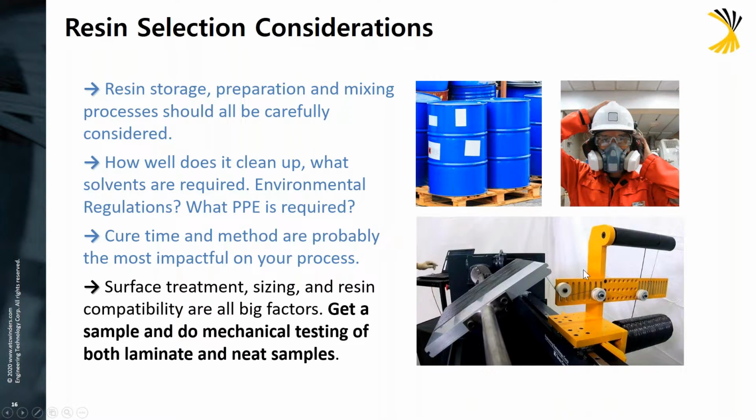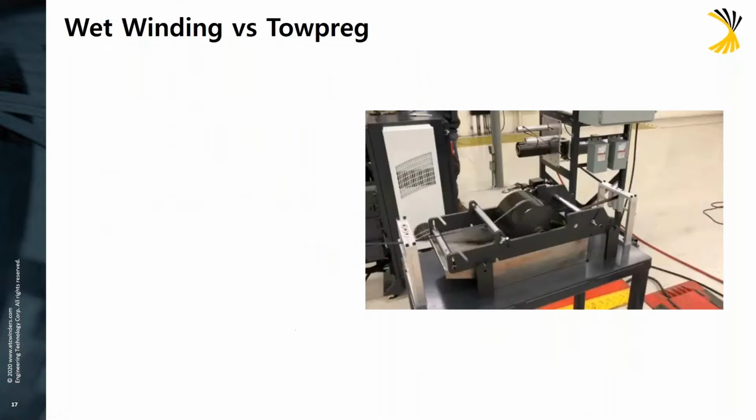Right here, you'll see a small filament winding machine with a flat plate on it. We've used this extensively to create laminates for this type of mechanical testing. And it can be made without having the ability to make Towpreg. It can be made just with either some prepreg tape or some Towpreg, or even a wet winding bath can be affixed to this. But it'll give you good, solid data to vet your resins with.